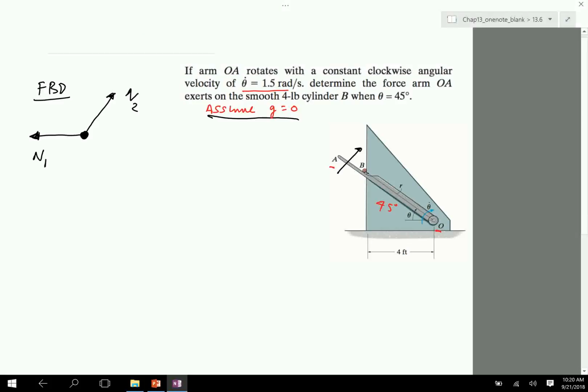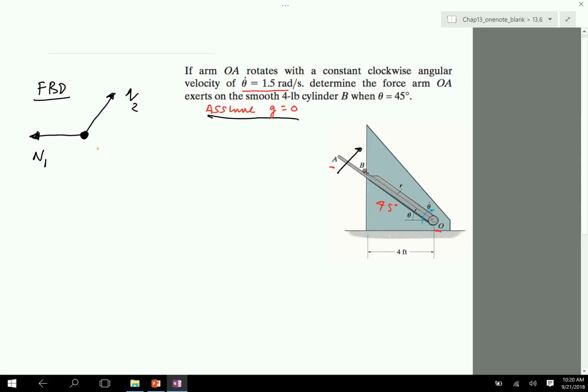How do you know that it's acting on the horizontal plane? Because you're given, assume g is 0. If you're given a value for g, then it is in the vertical plane, and it makes the problem solution a little bit more complicated, not too much though.